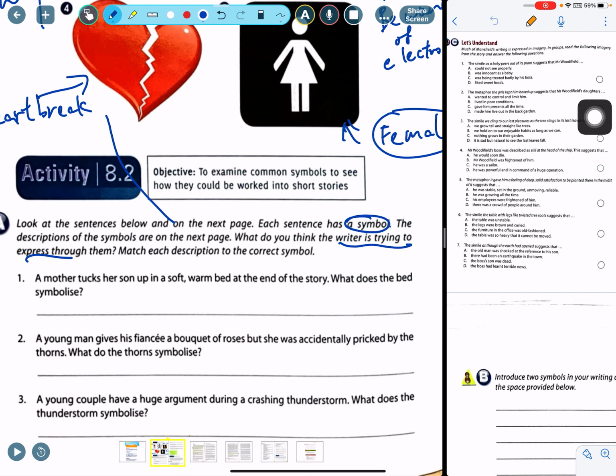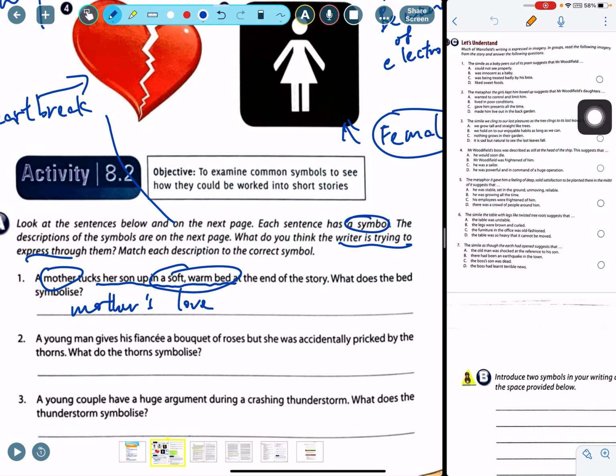A mother tucks her son up in a soft warm bed at the end of the story. So obviously it's a show of the mother's love. Usually we show that scene because we want to show that the mother really cares about her son, right?